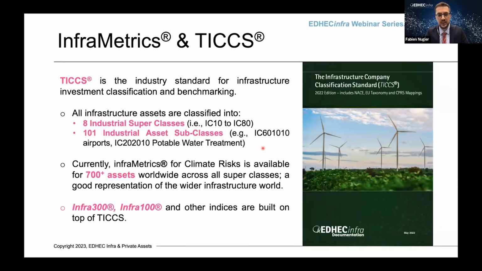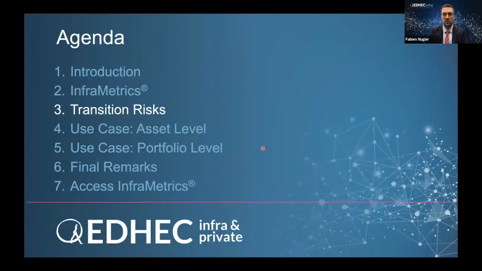So Inframetrics will now have those climate risks that we have been modeling for more than 700 assets. And they are covering all the superclasses, and they're also covering 23 different countries. So it's global, very, very large coverage all over the world. And finally, indices that we develop, such as Infra 300 and Infra 100 and others, rely on TICS. So you're going to see a lot of concepts relating to TICS in this presentation. Right, so let me move now to transition risk.